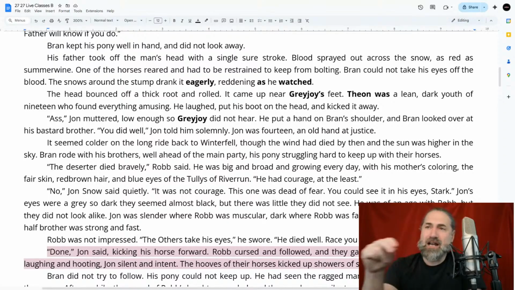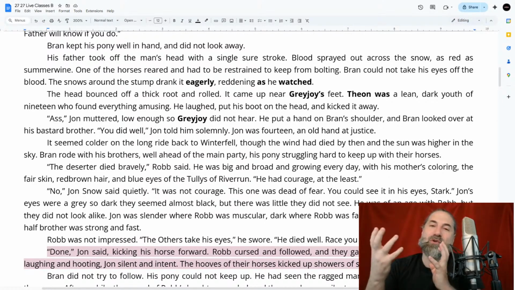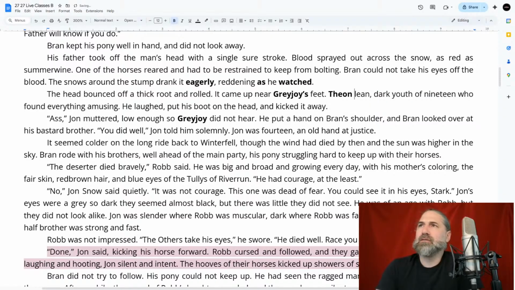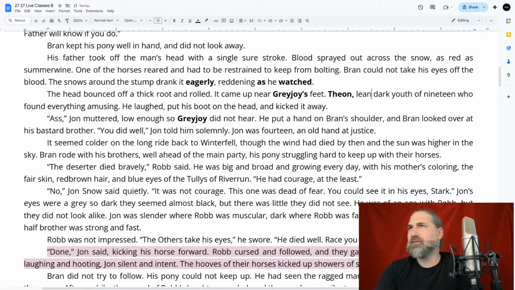And can I use them? Is there a place for them? And the answer is yes, there is a place for them. And the why is because it blows up your word count, right? So there are stronger ways. You know, for example, Theon, lean, dark youth of 19. Like, I just say it in fewer words.